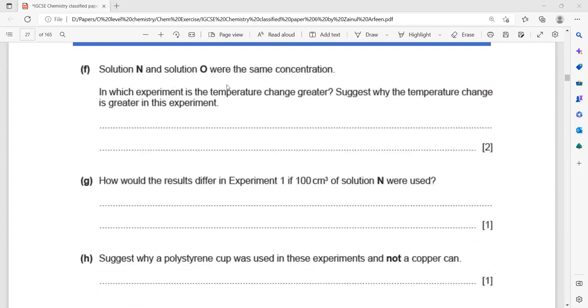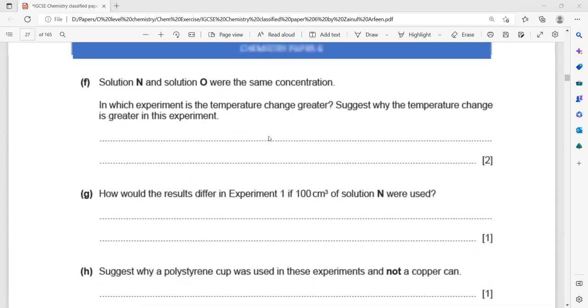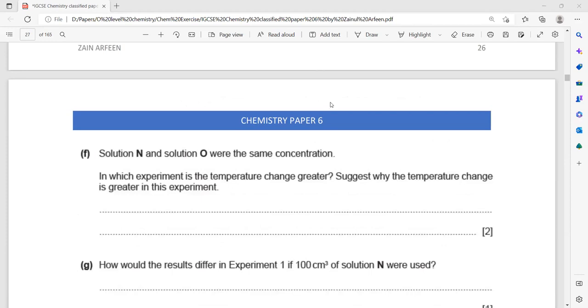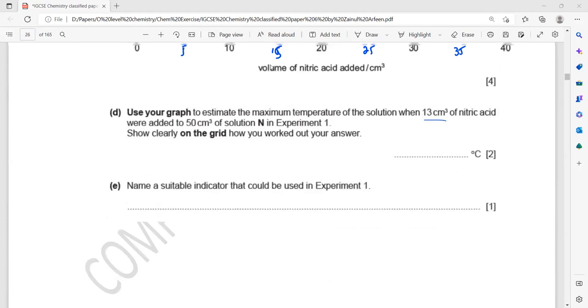So instead of universal indicator, we will use phenolphthalein as an indicator.